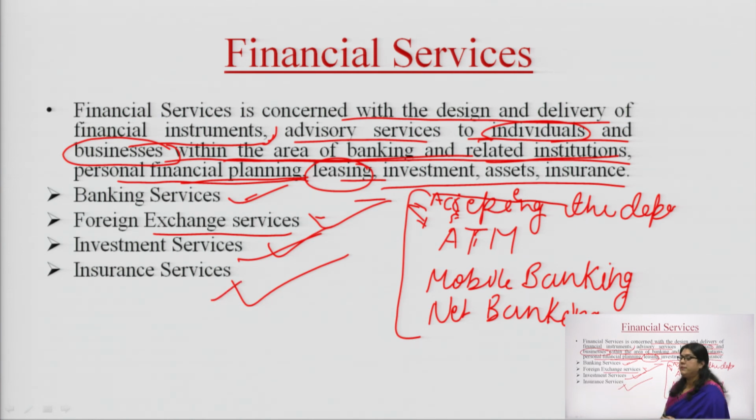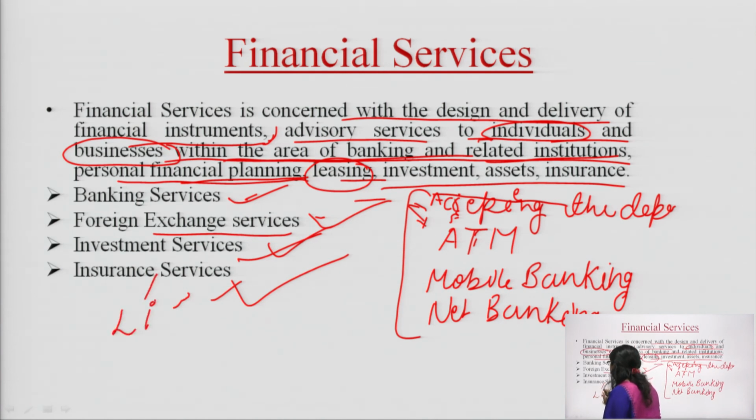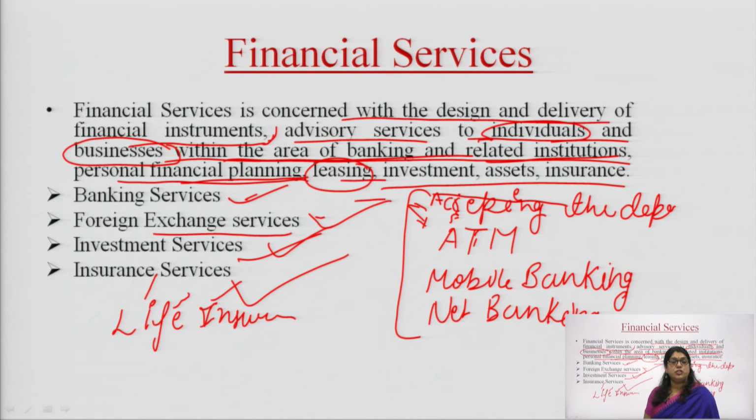So, what are insurance services? Insurance services means when you are insuring your business, when you are insuring yourself. In insurance, we talk about life insurance and general insurance. What is life insurance? It means you are protecting your life by medical insurance and accidental insurance. You are taking medical policies for the future. If anything happens to you, your nominees will get the money, so that the people can survive after you.